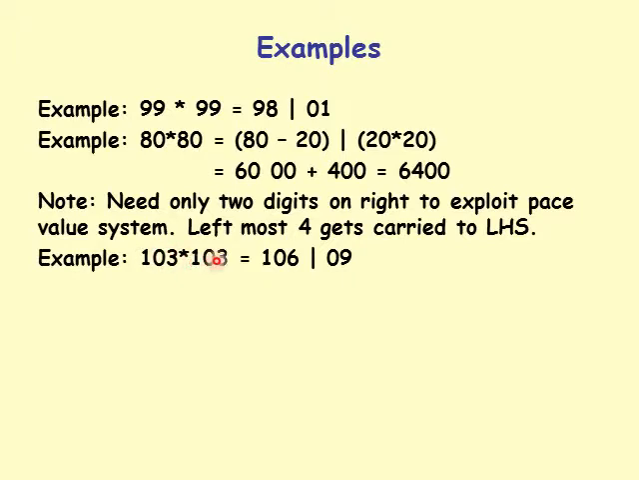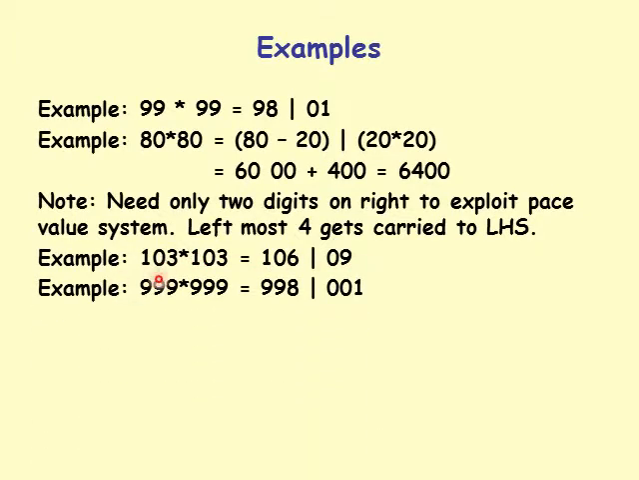Let's continue here. That's 103 times 103. So here we double the deviation. 103 was the deviation surplus plus 3, so we double that, becoming 106 on the left and 09 on the right. So 103 times 103 is 10609.